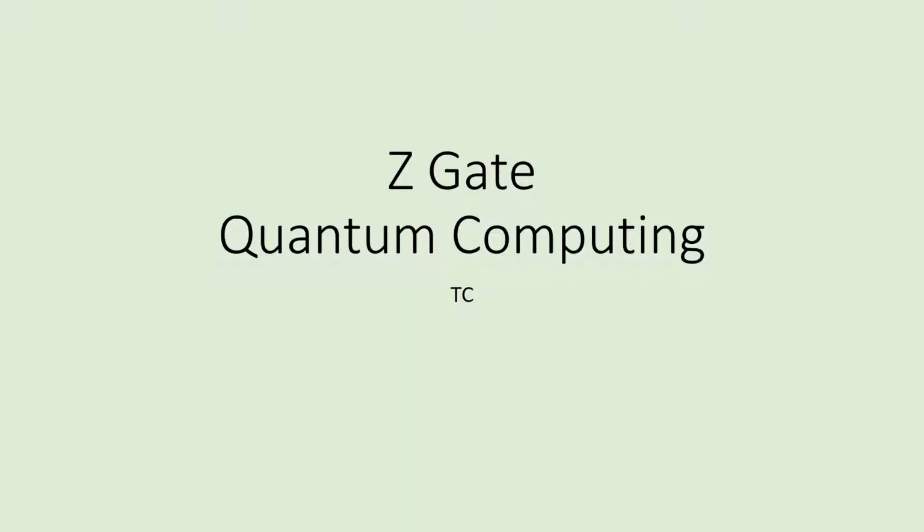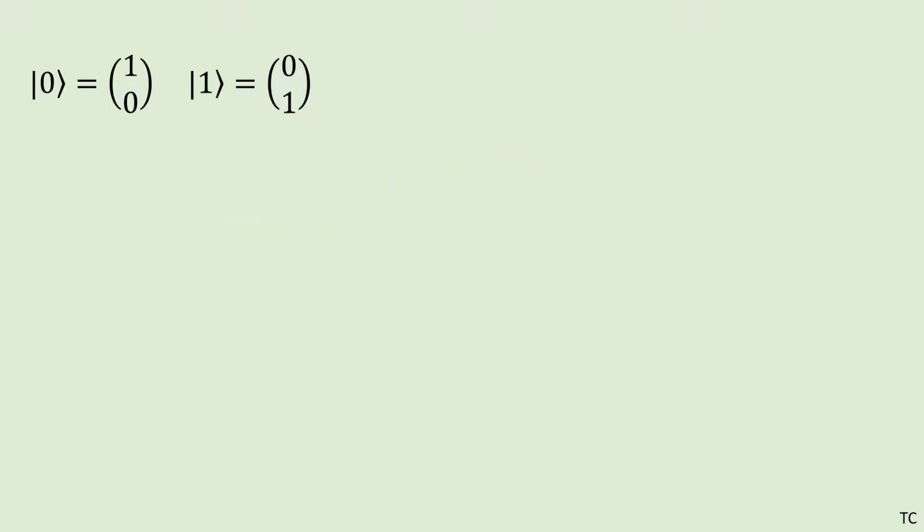In this video, to continue my series on quantum computing, I'll be discussing the Z-gate. So if we write our basis states of 0 and 1 in vector notation as here, our Z-gate can be written as a matrix as such.